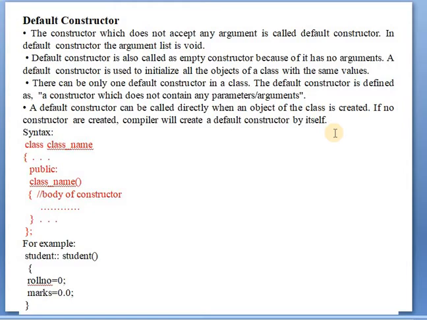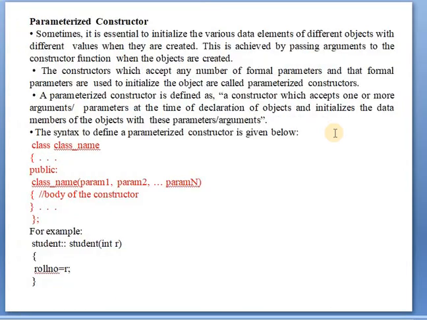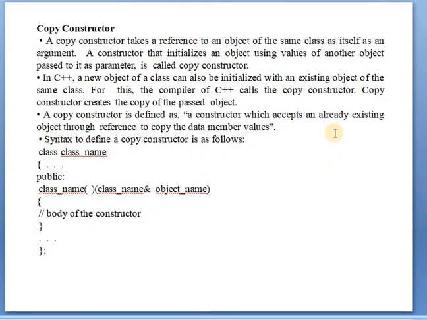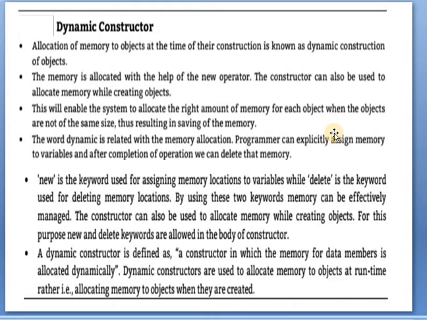Constructor which does not accept any argument is called a default constructor. Parameterized constructor means the constructor which accepts any number of formal parameters, and those formal parameters are used to initialize the object. Then a copy constructor takes a reference to an object of the same class as an argument. A constructor that initializes an object using the value of another object passed to it as a parameter is called a copy constructor. Now we will see the dynamic constructor.